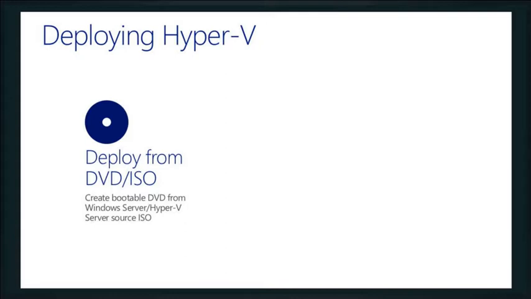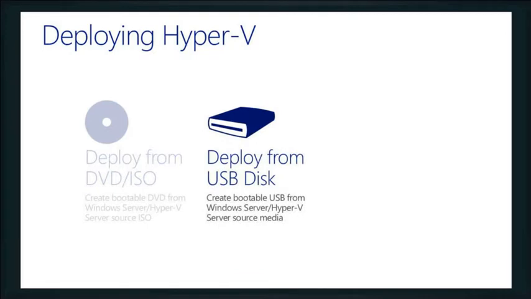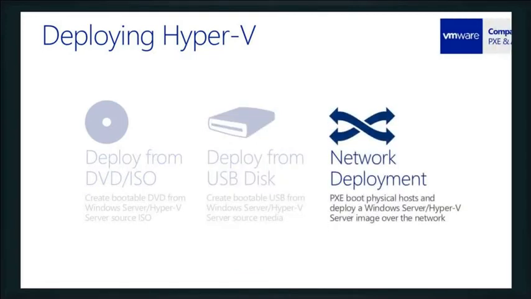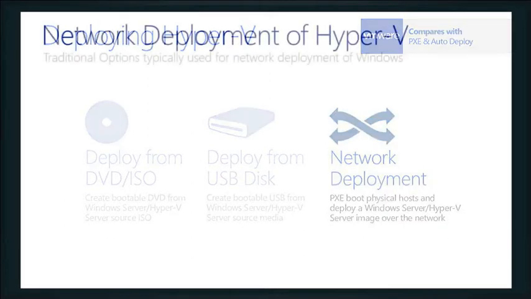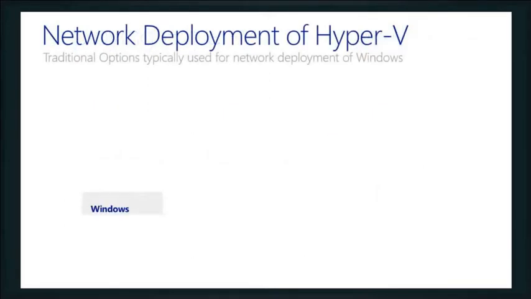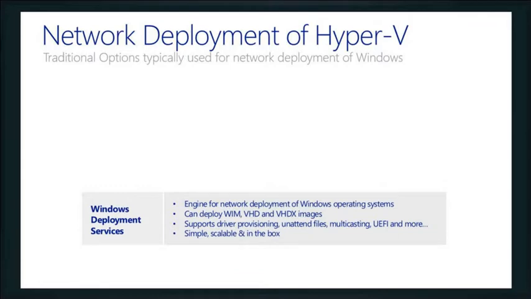Now, there's a couple of different ways to deploy. I can use a DVD or an ISO to deploy Hyper-V. I can deploy from a USB drive, or I can do a network deployment, like a PXE boot for physical hosts going over the network. Okay, that's very, very comparable to what VMware does with their PXE boot and such. From a network deployment perspective, Windows Deployment Services, that's the base. Okay, that comes with Server 2012. That allows you to do network deployments. You can use WIM, VHD, or VHDX images. It supports driver provisioning, doing unattended installs, UEFI. It's simple. It scales into the box.